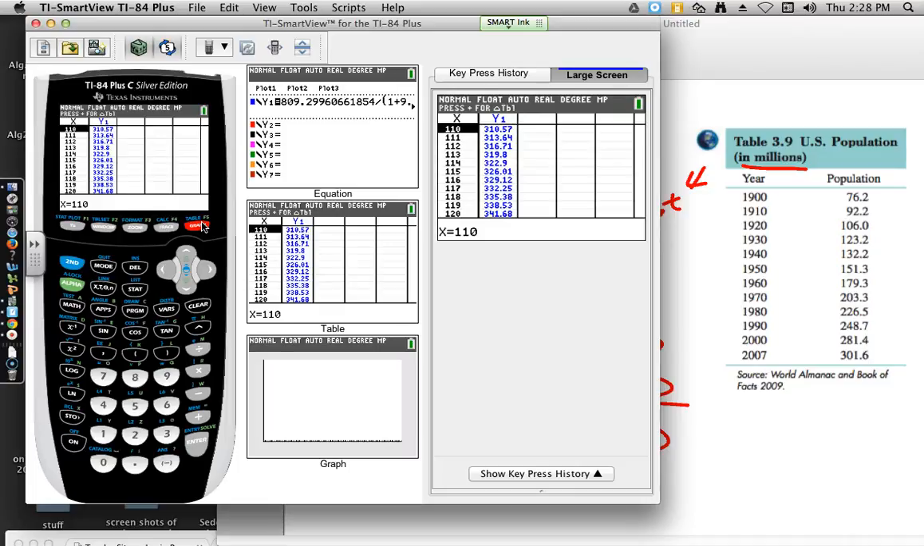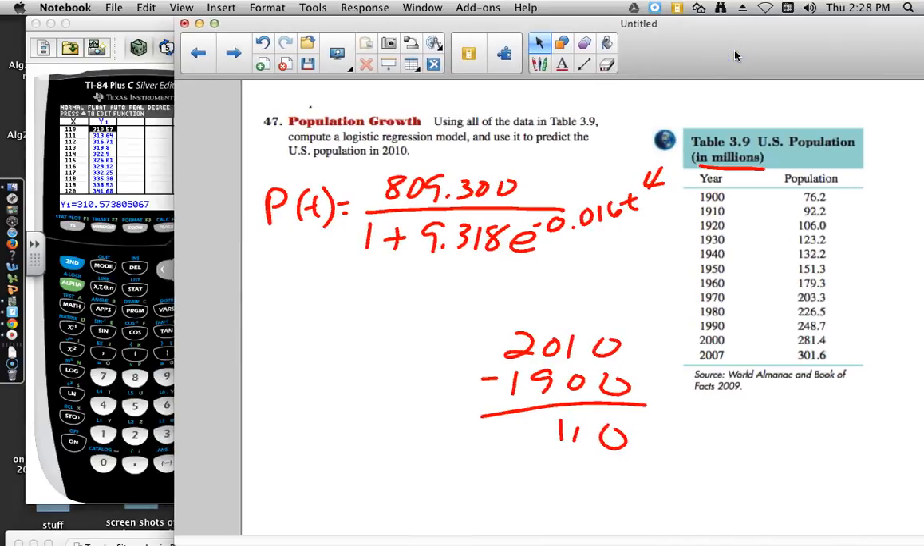Now I wanted to show you that piece, but this isn't going to be as accurate as if we actually put the 110 in ourselves, because notice that they're only going to 2 decimal places here for this Y sub 1 value. But if we hit Y sub 1 and actually highlight that, then we can see all the decimals that we would have there. So that's what we want to do. It is really nice because you don't have to go through all the punching in and, hey, did I get parentheses around my denominator and all that good stuff.